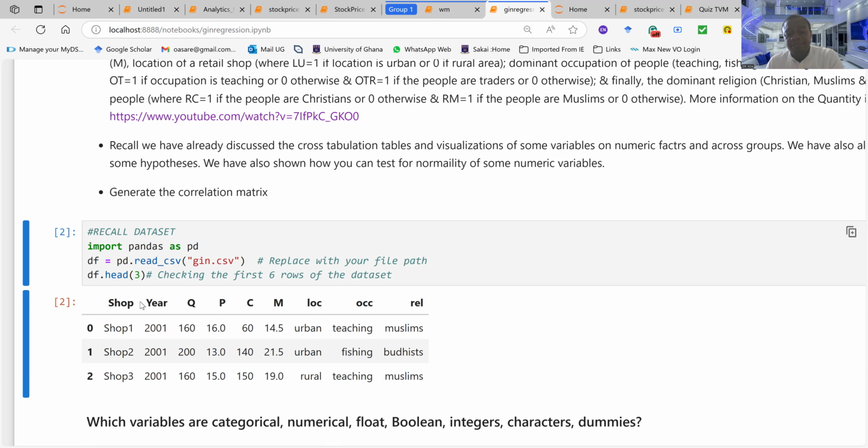Which variables are Boolean? Shop. There's no Boolean. Which variables are integers? Q and C and potentially P. We've already classified it as a float, as a potentially float, and then you say that it's potentially that. Which variables are characters? You don't know your variables. Location, occupation, religion, shop. Which variables are dummies? Okay.